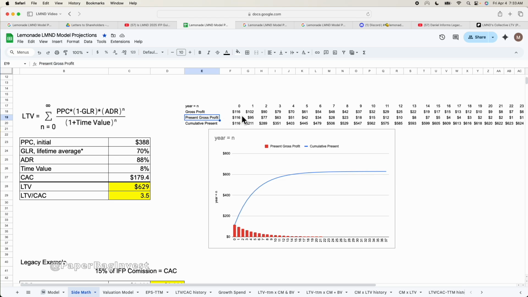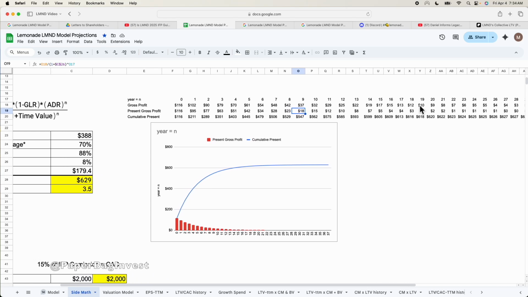But then you can take that and turn it into a present valued gross profit, which is taking the item above and dividing that by your time value. So 1 plus 8%. You're dividing by 1.08, and then you're dividing this one by 1.08 and 1.08. You're doing it twice, and so on and so forth. 10 years out, you'd have done it 10 times, 10 divisions of 1.08, which factors in that if you're getting $37 10 years from now, it's really only worth $18 today.